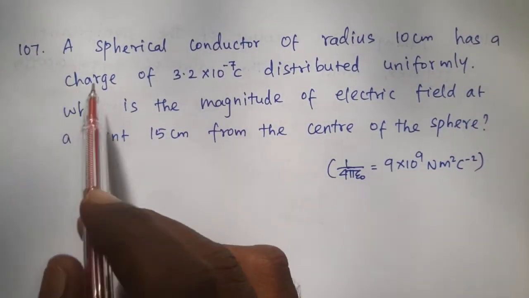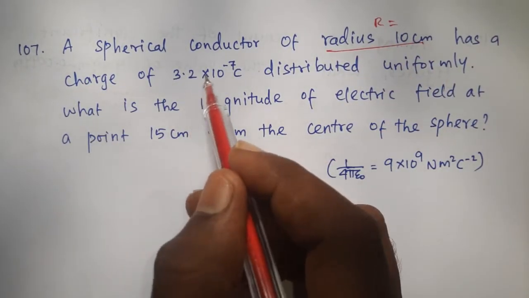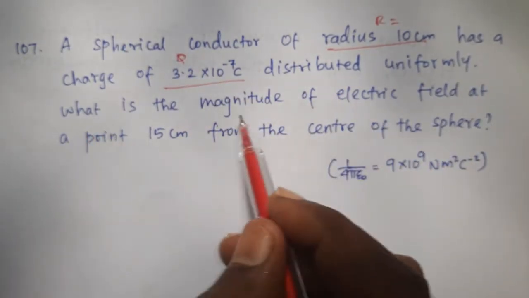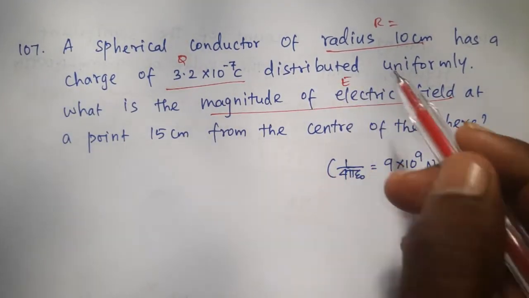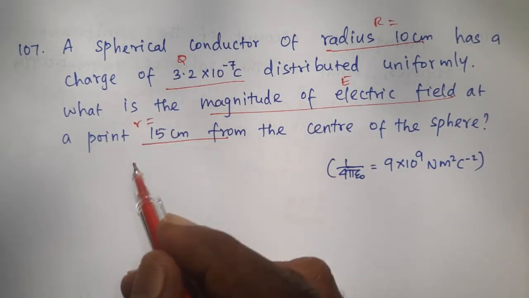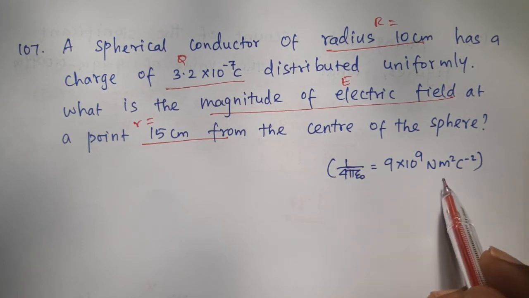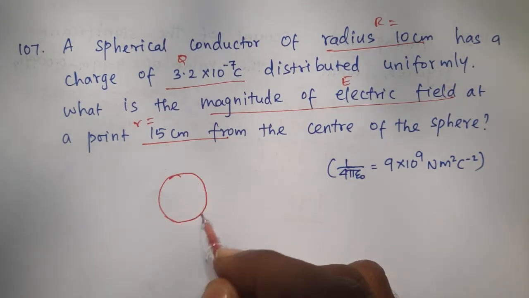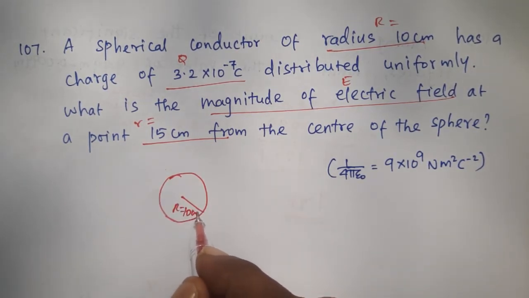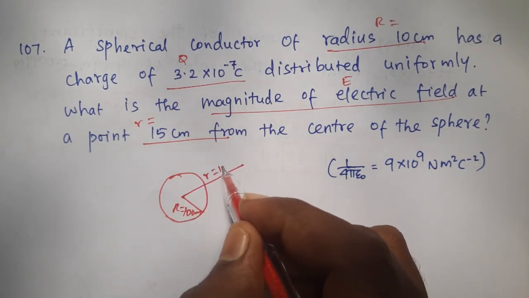Question number 107. A spherical conductor of radius 10 centimeter, this is R, has a charge of 3.2 into 10 power minus 7 coulomb, this is Q, distributed uniformly. What is the magnitude of electric field? They are asking the electric field at a point 15 centimeter from the center of the sphere. This 15 centimeter we can take as small letter r. Then given data, 1 by 4 pi epsilon naught value is 9 into 10 power 9 Newton meter square coulomb power minus 2. This is a spherical conductor.